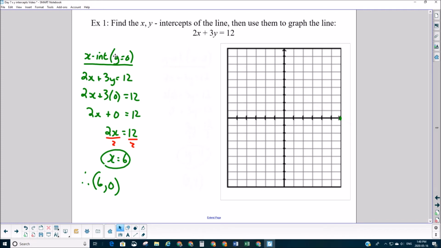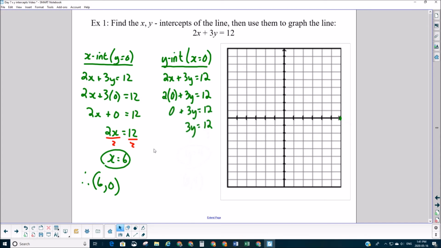All right, now let's go off and find the y-intercept. Again, if this was in y equals mx plus b, it'd be easy to find, but it's not. And so we're going to use the same sort of heading. The y-intercept is when x equals 0. So again, we'll take our equation, but this time we're going to substitute x equals 0. That makes our math easy. 2 times 0 is 0. 0 plus 3y is 3y equals 12.